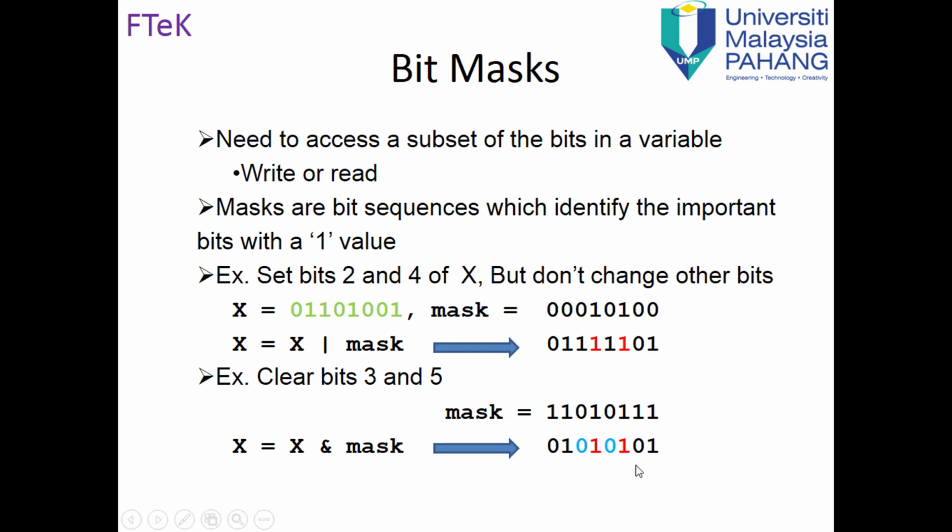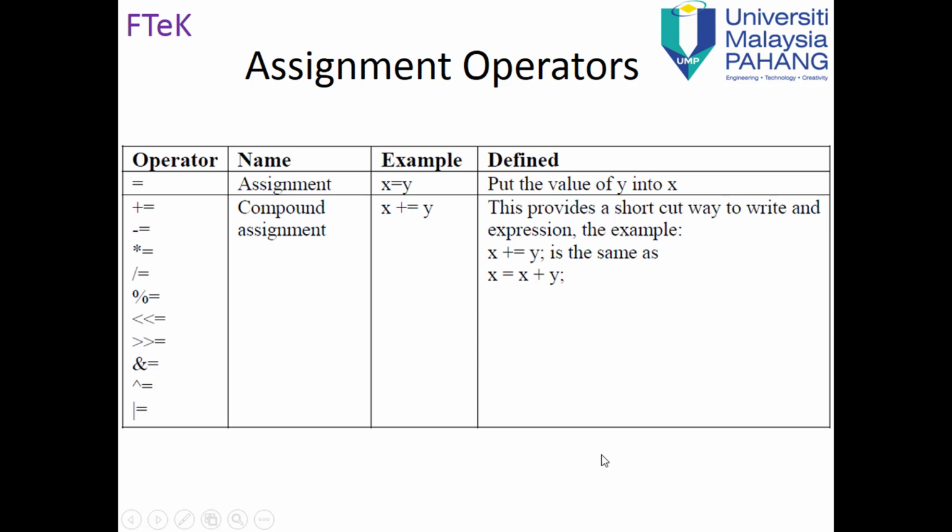So 1 0, this is the new x. I'm applying the mask on the new x, and this is the mask. So all of them will remain as they are except bit 3 and bit 5. They will change to 0. So this is the benefit of masking.